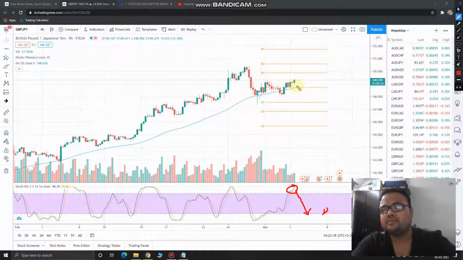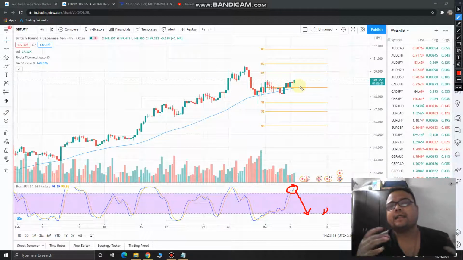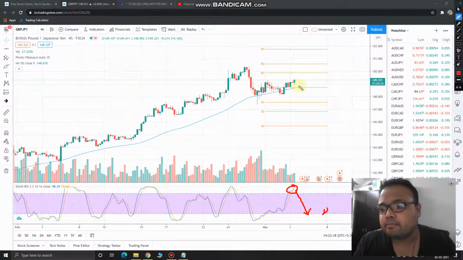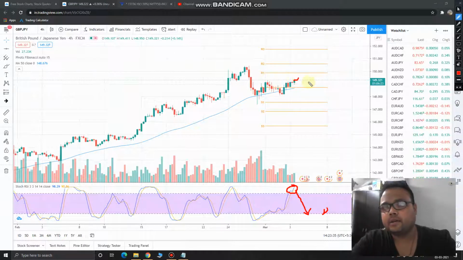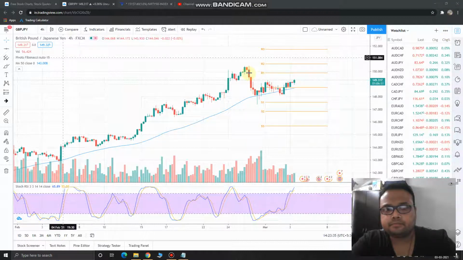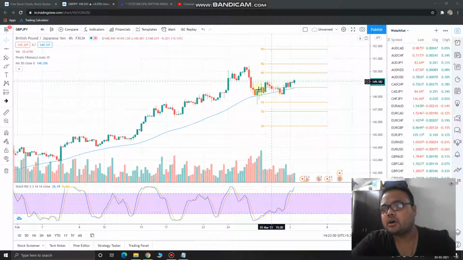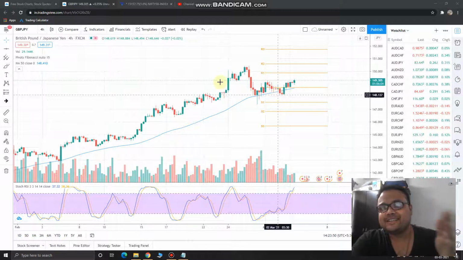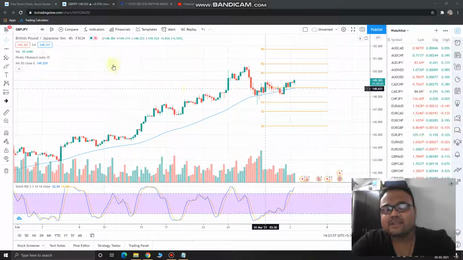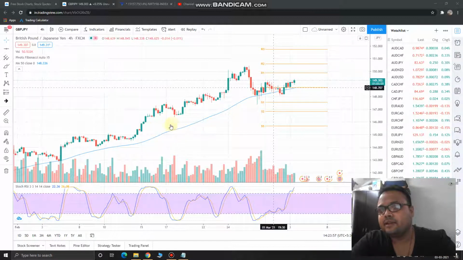Or if you want to take some risk, or if you think that you can handle some market correction, because there is not much volatility in the market as of now, so you can initiate a buy position here only. And your first target will be this level. Your first target will be this, or you can stay as long as the British pound Japanese yen is trading above the 50 moving average.